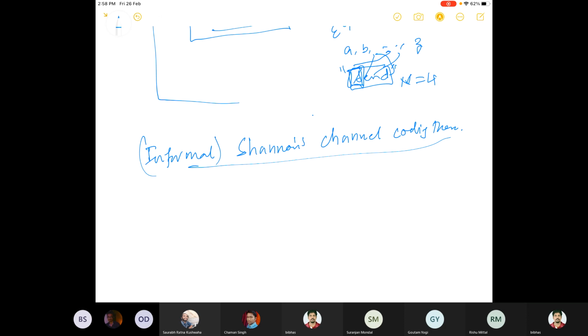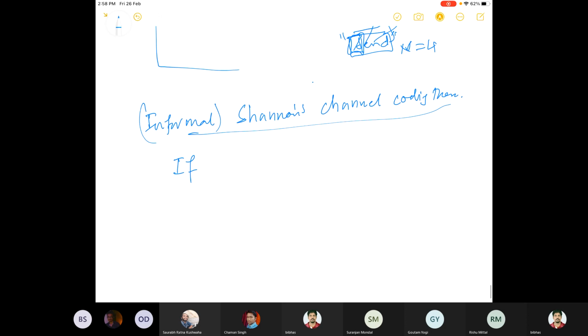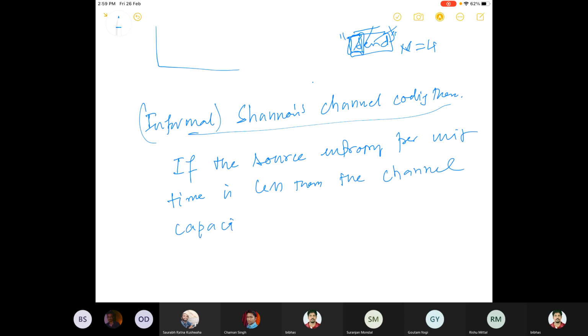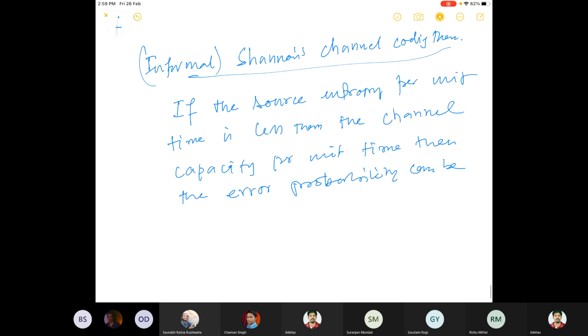This is what the channel coding theorem says. This is informal, but I will define what is called probability of error and so on in a little while. So informally, the channel coding theorem says that if the source entropy per unit time is less than the channel capacity per unit time, then the error probability can be arbitrarily small.